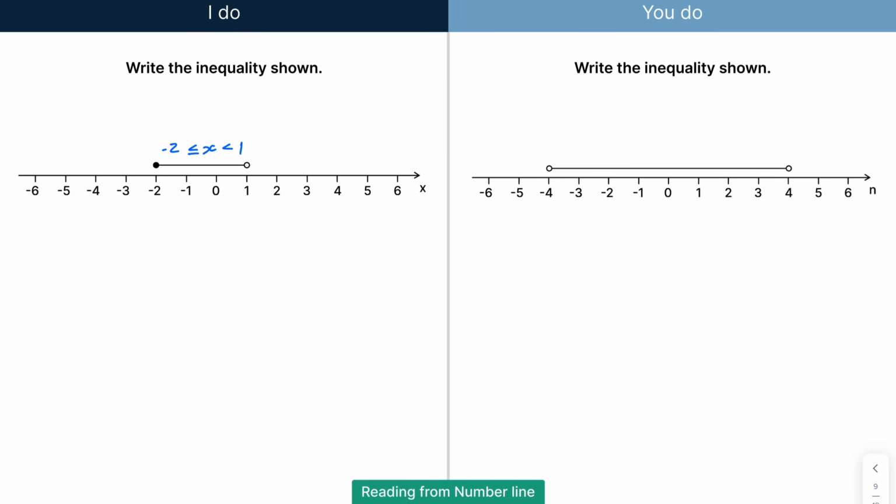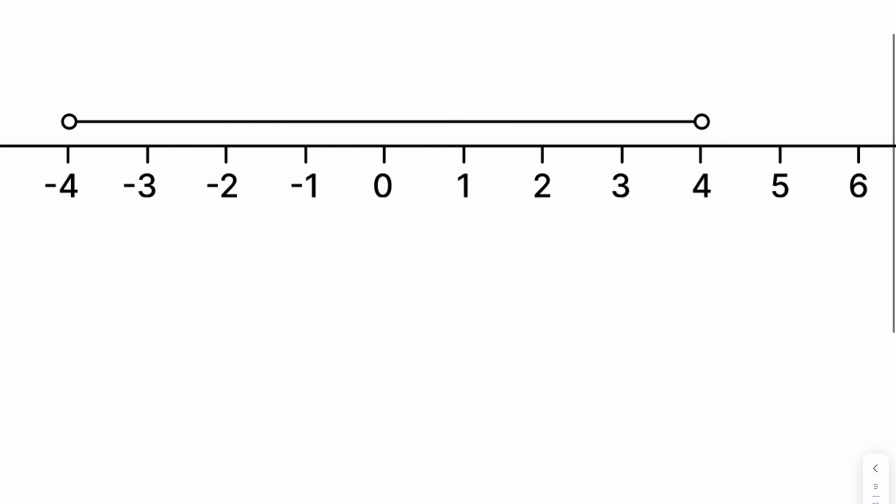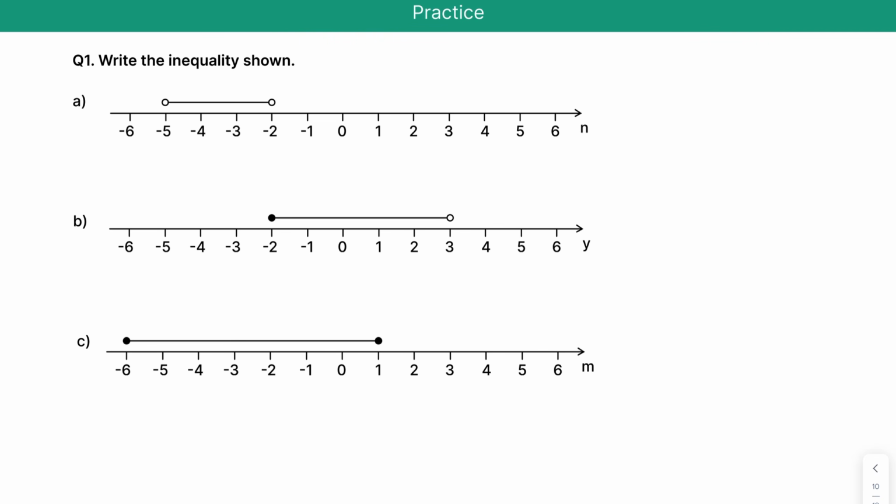Okay, so all you're doing is looking at the circles to start with and then the letter. So hopefully you've pressed pause and had a go at this. The letter here is n. The value on the left is -4. The value on the right is 4. Both of them aren't colored in, so we can just put these two symbols in there for the inequality. And that is all here. So again, here's some practice questions. Press pause and have a go. Here are the answers. Mark your work. And the letters, remember, are coming from there.